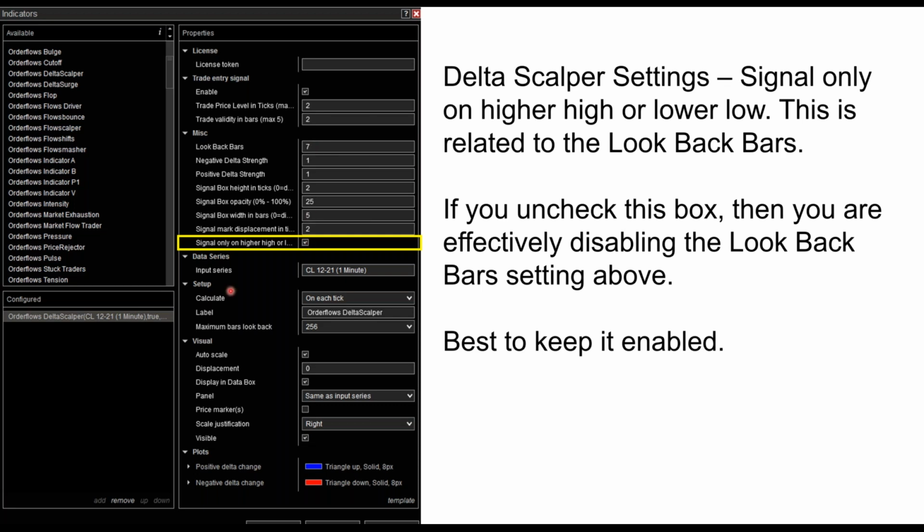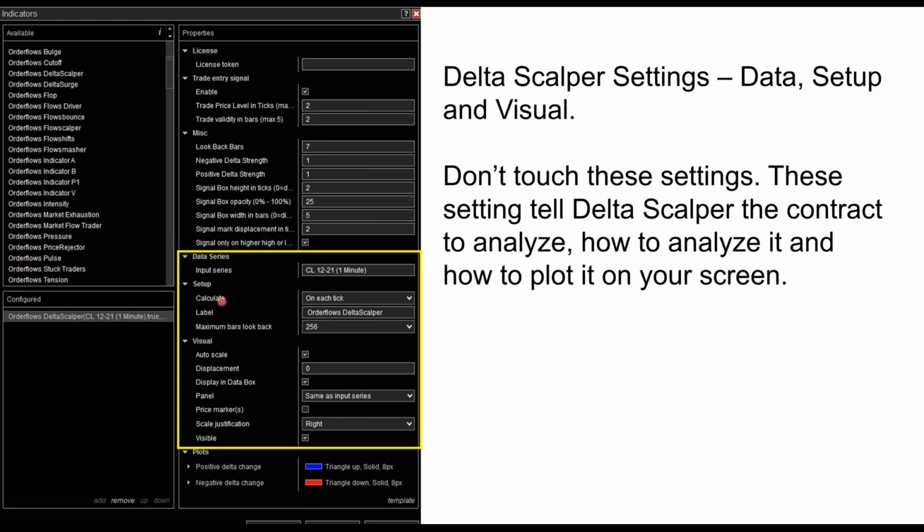Now, the next set of settings here, data series setup and visuals, you don't need to change this. Don't even touch any of it. This is just the input series. Like in this example, this is crude I'm looking at. It's calculated on each tick. The label that you're going to see on the top of the chart is the Orderflows Delta Scalper.